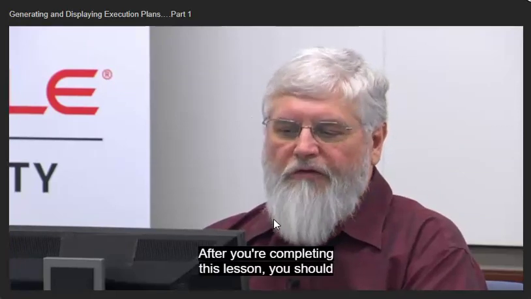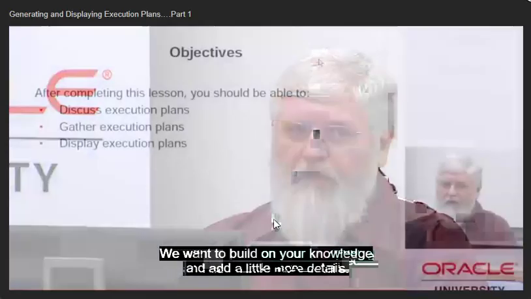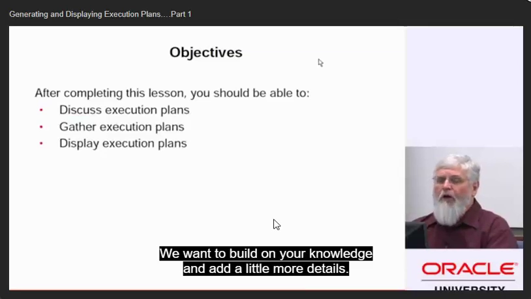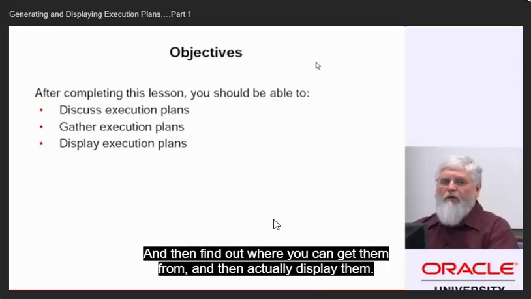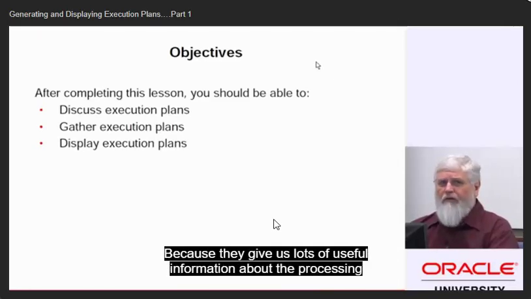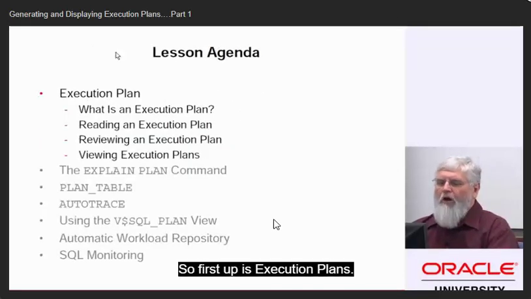We also would like you to understand how to gather the execution plans, find out where you can get them from, and then actually display them, because they give us lots of useful information about the processing of our SQL statement. So first up is execution plans. What are they? How to read them, reviewing an execution plan, some things to look for, and how do we view them? Okay, so first up, what is an execution plan?